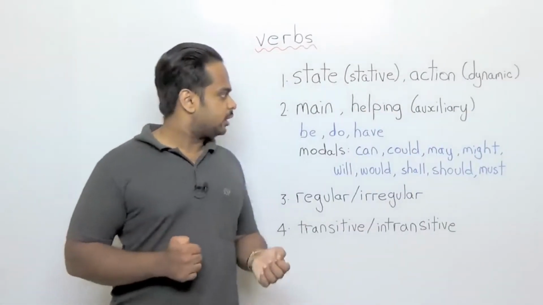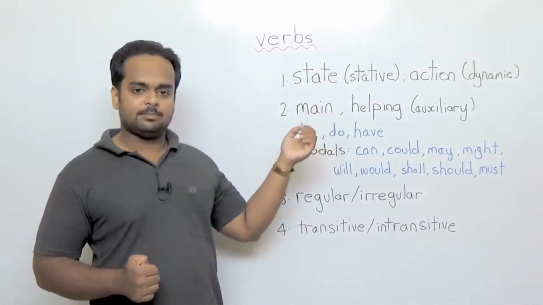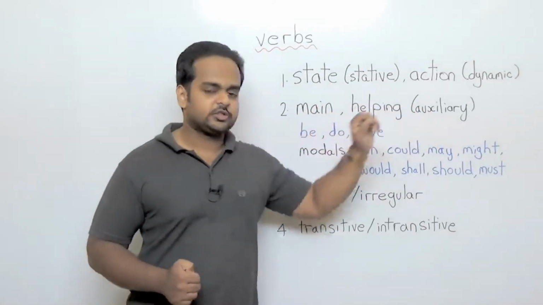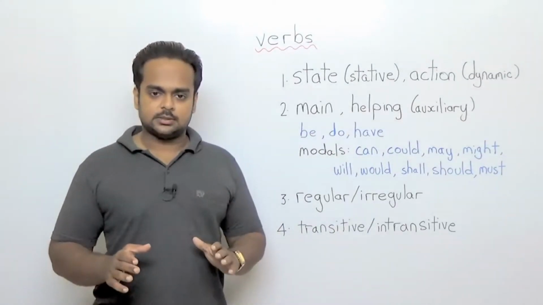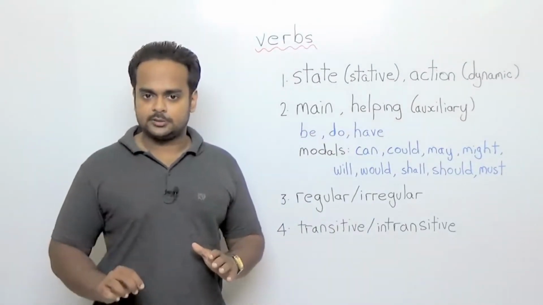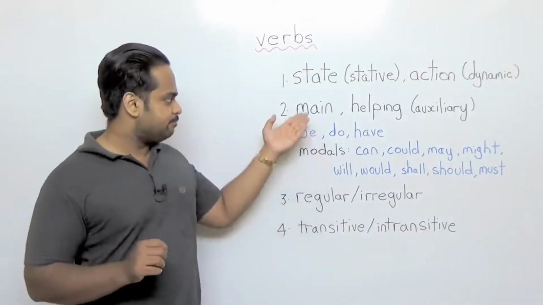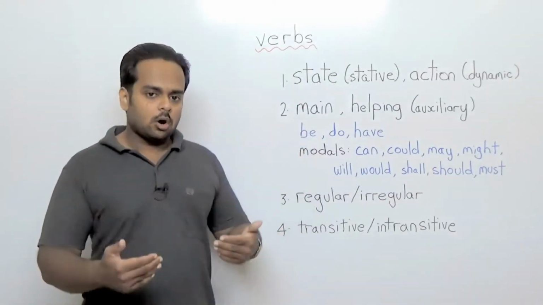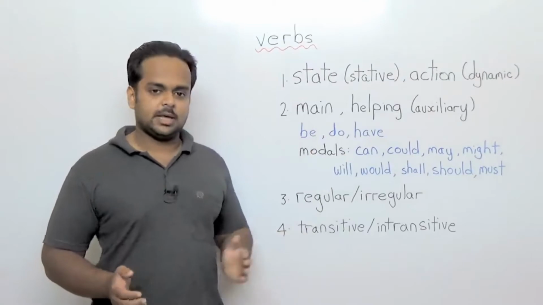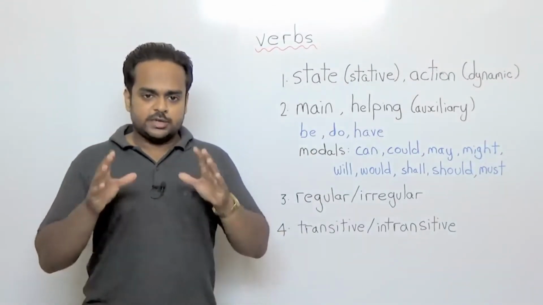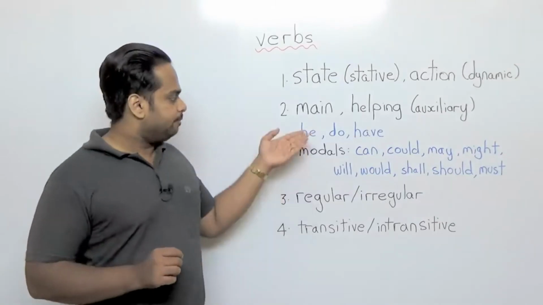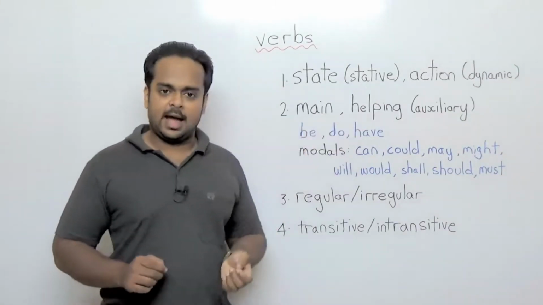Okay, let's now move on and talk about main and helping verbs. These are sometimes called auxiliary verbs as well. When a verb is used in a sentence, it can be used in two ways. It can either be used as the main verb of the sentence, or it can be a helping verb. That is, it can help the main verb. The most important helping verbs are be, do, and have.